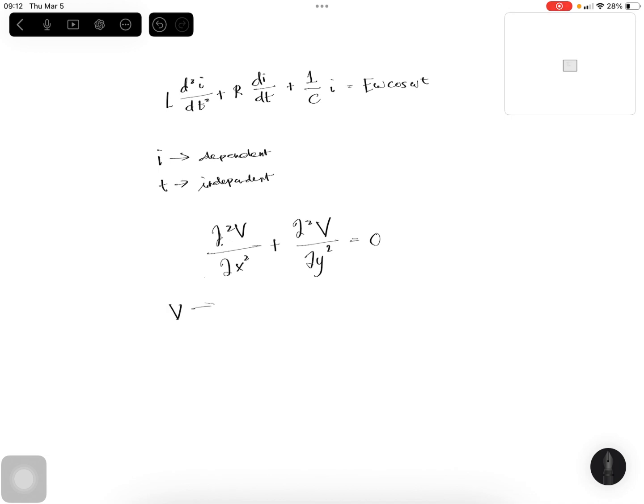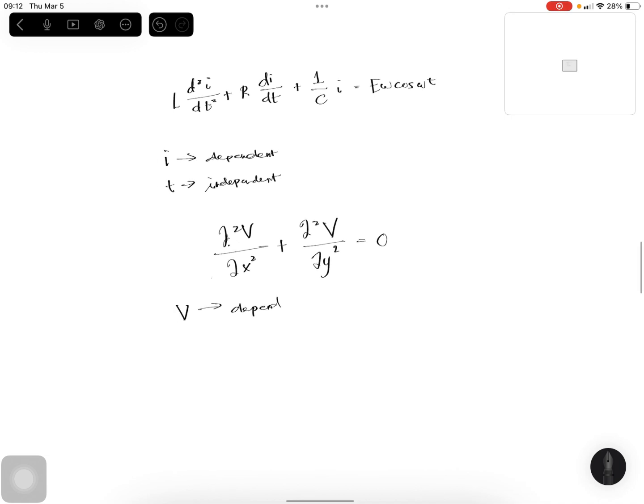V is the dependent variable in this case dahil v is being derived with respect to something. Conversely, x and y are independent variables because x and y are being derived with respect to. V is being derived with respect to x and v is being derived with respect to y. Hence, x and y are independent variables.